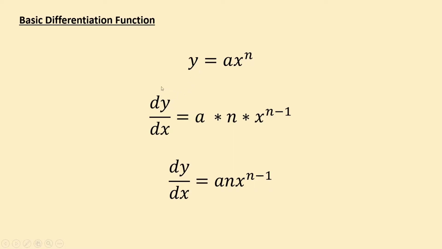To differentiate to dy dx, all we need is to bring n to the left side of x, and then we subtract the power by 1, which is given as here. After that, all you have to do is multiply each term and we will get a times n times x to the power of n minus 1.